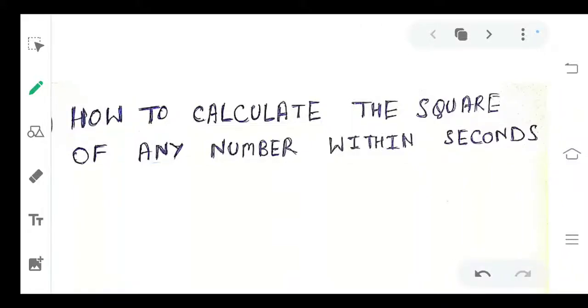Hello friends, today we'll see how to calculate the square of any number within seconds. By following these steps, you can calculate the square of any number. Many of you might be doing simple multiplication to calculate the square of bigger numbers. So let's see how to calculate it easily.